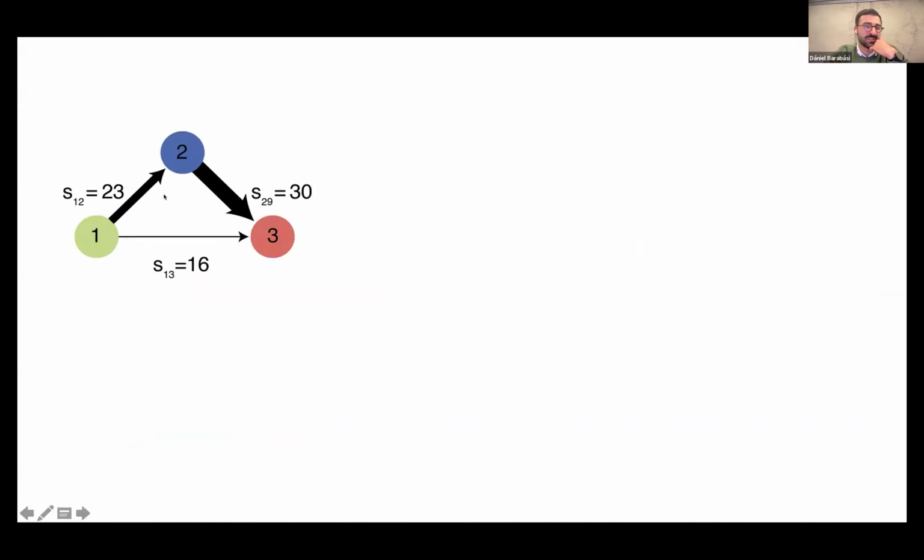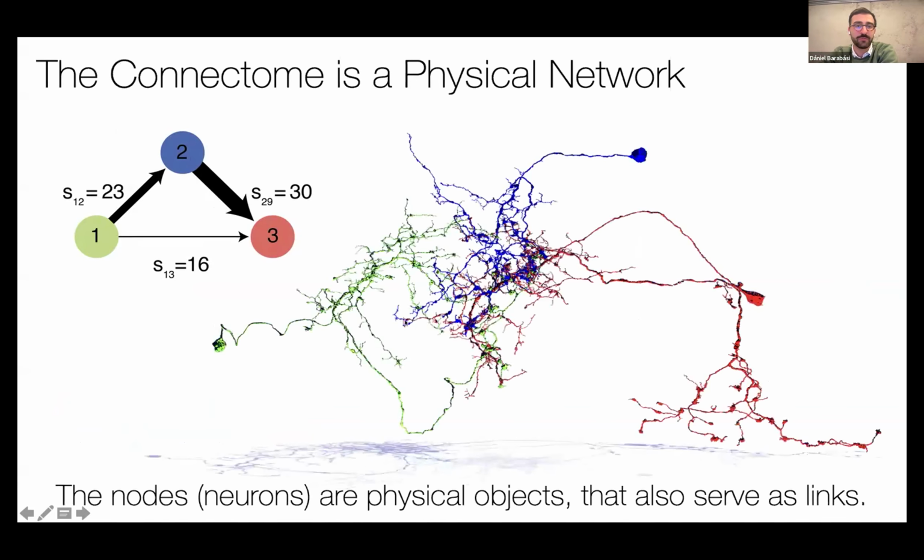So as network scientists, we like having the simplified version where we look at the great complexity of the brain as a number of different nodes with various strengths of connections between them, right? But of course, the connectome is a physical network. These nodes and neurons are physical objects that also serve as the links. So in order to make 30 different synapses, you need to have an axonal or dendritic arbor long enough to be able to actually support 30 different connections.